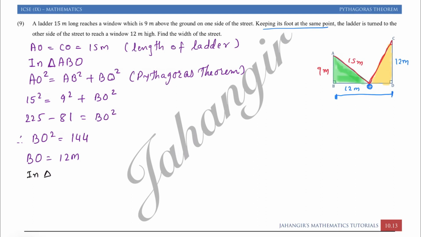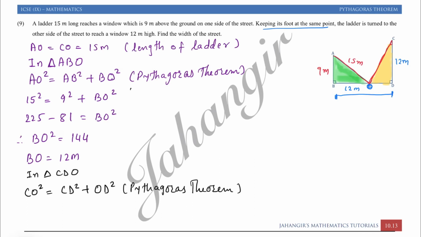In triangle CDO, we can say CO is the hypotenuse. CO square is equal to CD square plus OD square. Pythagoras theorem. CO is again 15 meter. That can be written as 15 square because the length of the ladder is the same. The same ladder has been used in both streets. CD is 12 square plus OD square.